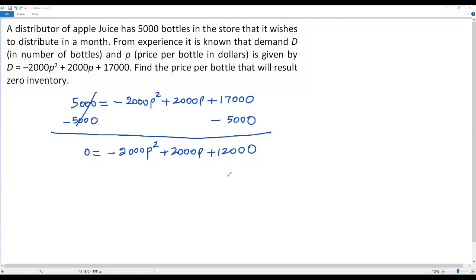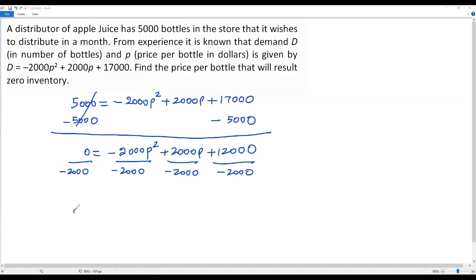Here we got a quadratic equation, but the first term P square is negative. Usually we keep the first term as positive. Also, one more thing we can notice: the coefficient of P square, the coefficient of P, and the constant term, everything is a multiple of 2,000. So we can divide all the terms of this quadratic equation by negative 2,000. Let me divide the zero on the left side by negative 2,000, and this one by negative 2,000, this one by negative 2,000, and this one by negative 2,000.